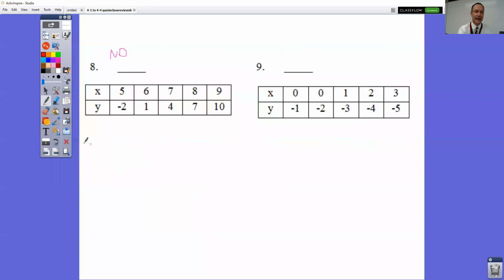In questions eight and nine, can you get rid of that from my screen, please? In questions eight and nine, if you use an X value twice, it is a no. Go ahead and try eight and nine, please.